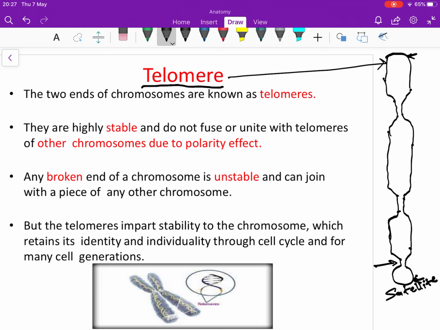But the telomeres impart stability. They give stability to the chromosome, which retains its identity and individuality through the cell cycle for many cell generations. Okay, do you understand what telomeres are? Telomeres are nothing but the two ends of chromosomes.